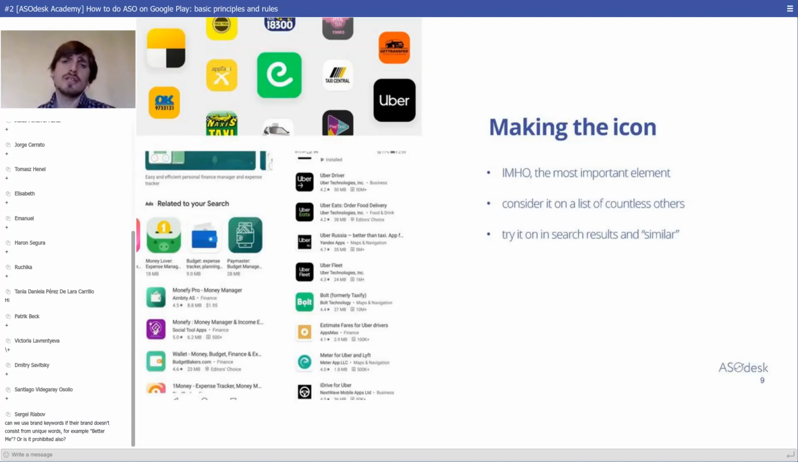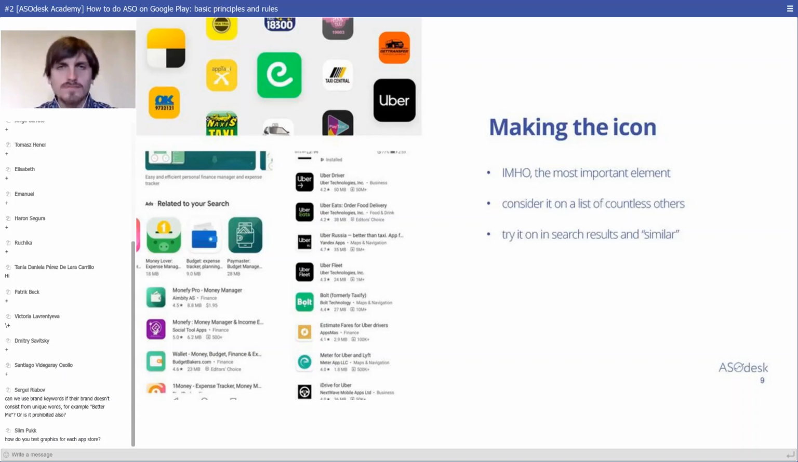As I've said, icon and title are extremely important on Google Play, and in my humble opinion, the icon is the most important graphic element on Google Play. How do I work with choosing the right icon on Google Play?